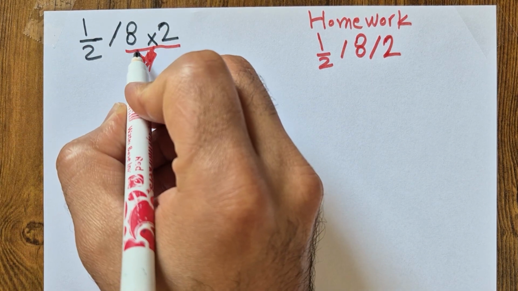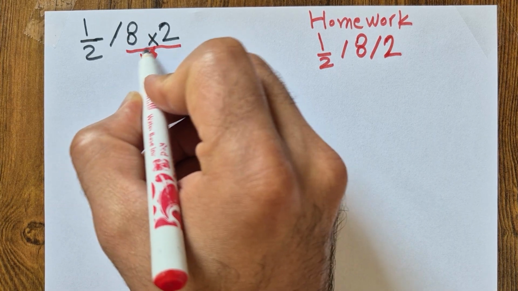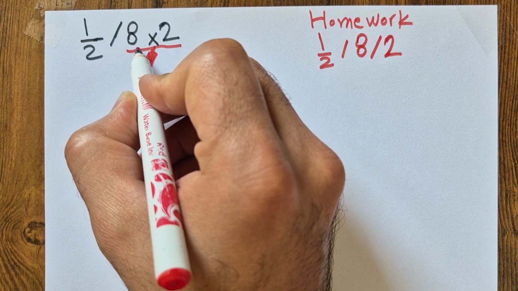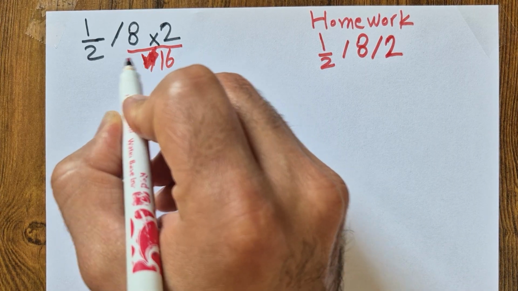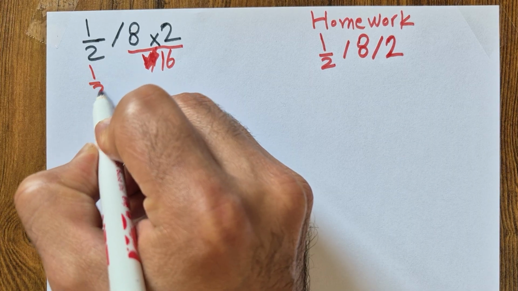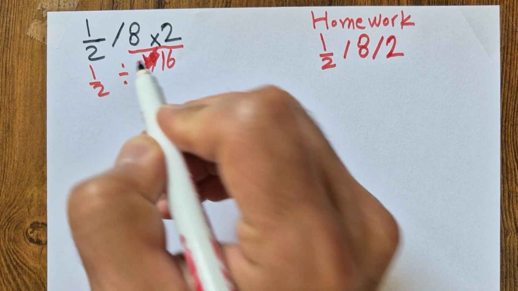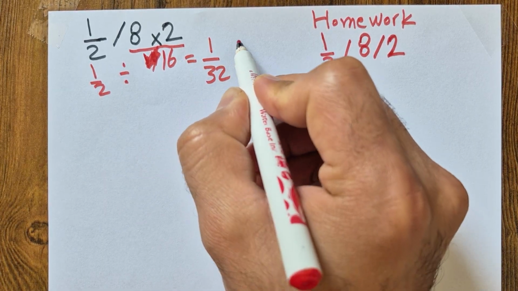1/2 divided by 8 times 2. What's the value of this expression? You would say 8 times 2 gives us 16 because it's the denominator of this fraction, and then we have 1/2 divided by 16, which gives us 1/32.